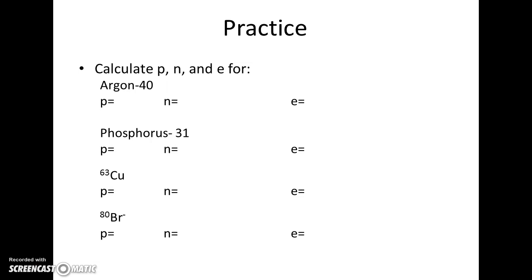So what I'd like you to do right now is pause this and try to figure out the numbers of protons, neutrons, and electrons in each of these isotopes. Note that bromine is actually bromide because it's an ion. So pause and try these. Okay, check your work. Hopefully you got all of these right. Now notice that since bromide has a negative charge, that means it's gained an electron, since electrons are negatively charged.